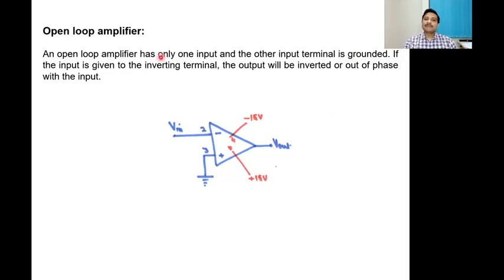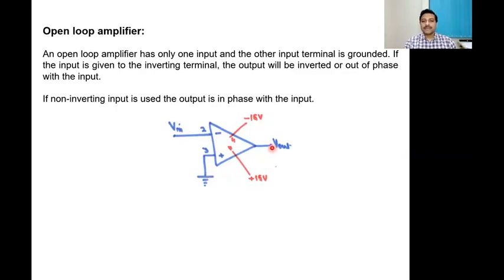Now, if the input is given to the inverting terminal, then as the name suggests, the output will be out of phase with the input. And in a different configuration, if we ground the inverting terminal and give our input signal at the non-inverting terminal, then the output will be in phase with the input signal. So this is what we know, and we can actually check this out also.